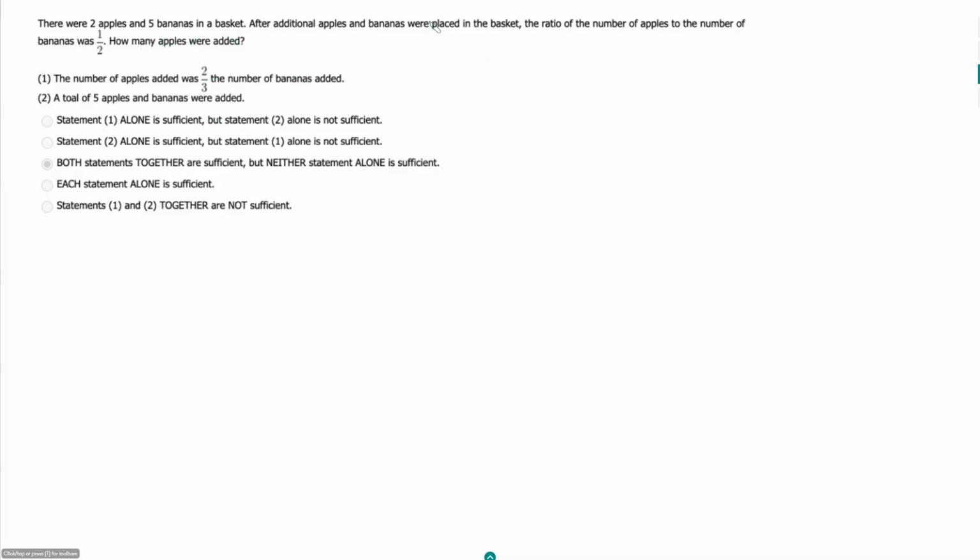Okay, so we started with not a ratio of 2 to 5, but literally 2 apples and 5 bananas in a basket.